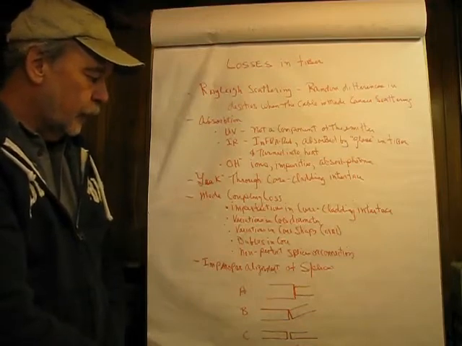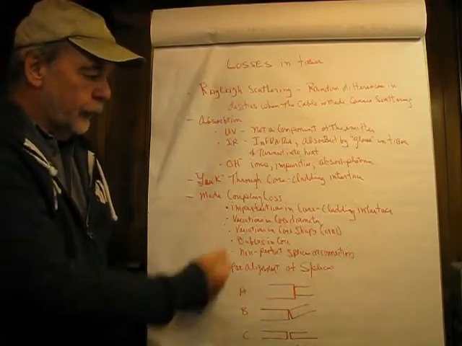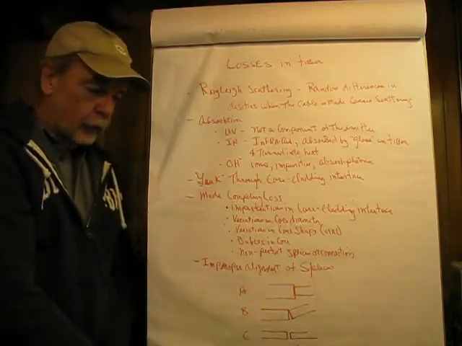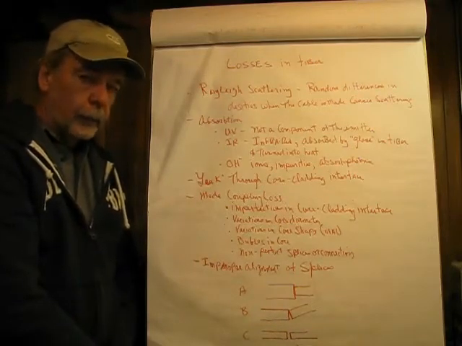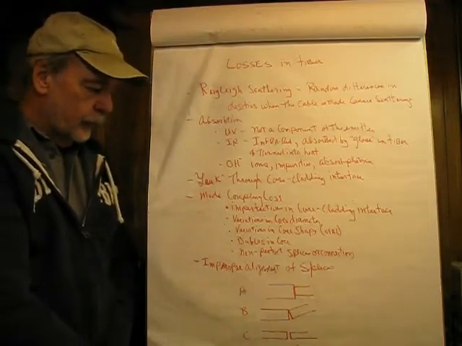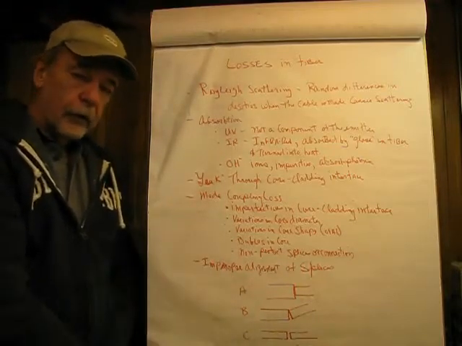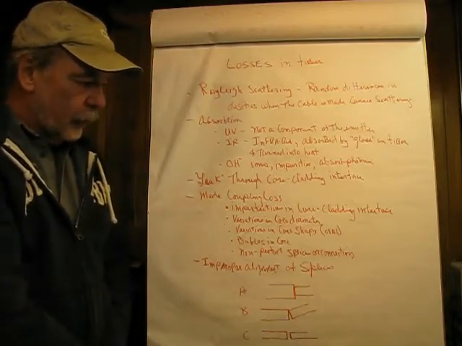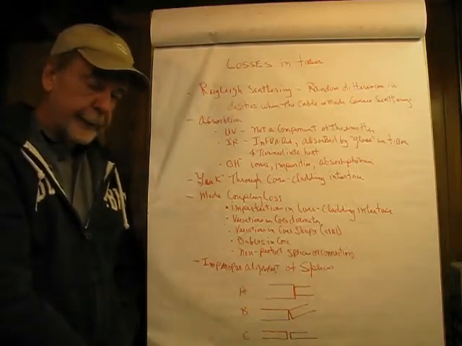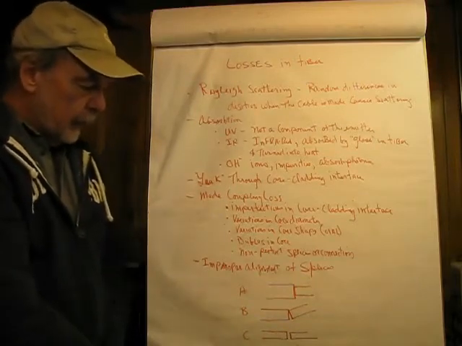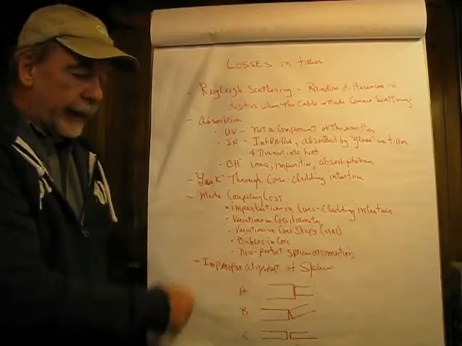We have leakage, and this is through the core and cladding interface. So the total internal reflection is not always 100% effective. And then we also have something called mode coupling losses. Now, this can be imperfections of the core and cladding interface. Perhaps it's not consistent. Variations in the core diameter.